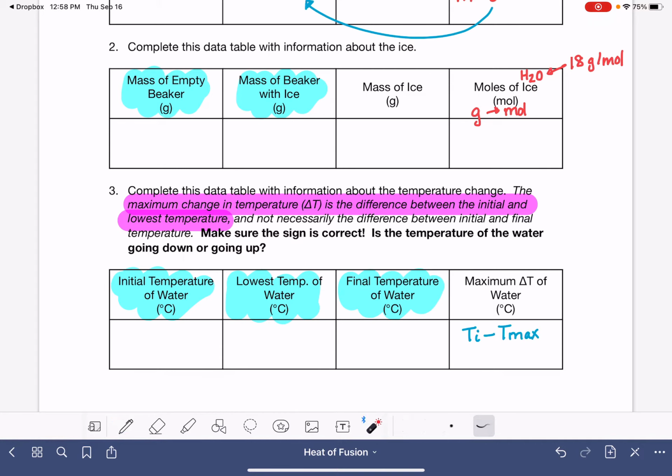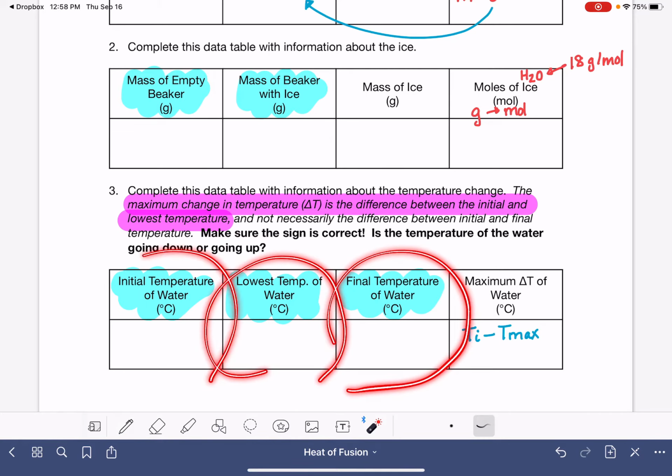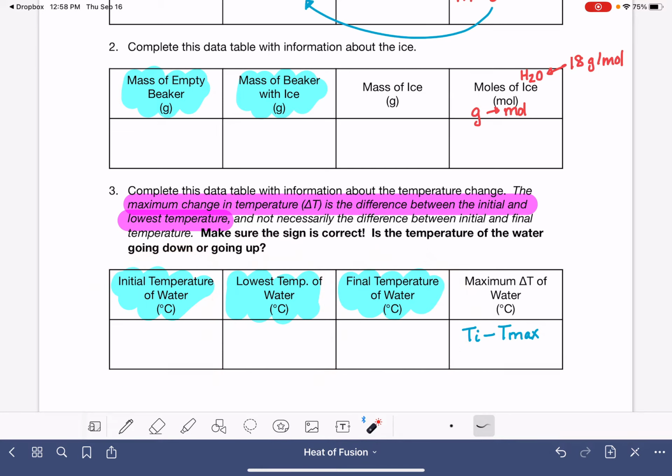And the reason that I have you reporting all three of these numbers is because it can be confusing for students. A lot of times students just want to go with the initial and the final temperature, which makes sense because that's how we have defined delta T in the past. But what students have to keep in mind is that the lowest temperature of the water is the true final temperature because this is the point where the experiment stops.